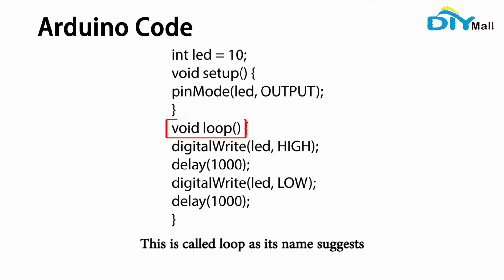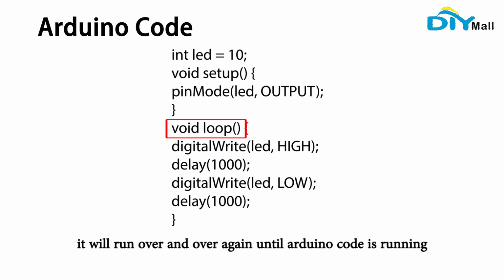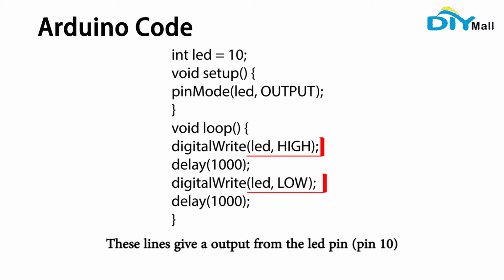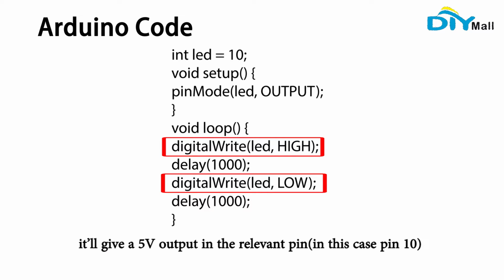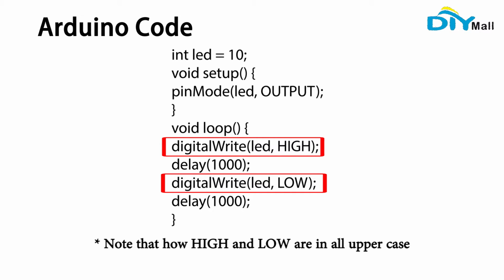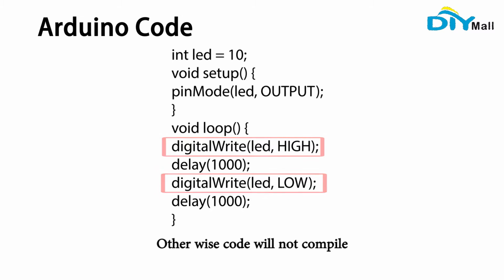This is called loop. As its name suggests, it will run over and over again as long as the Arduino code is running, in most cases until the board is powered off, so we can write our code in the loop. This line gives an output from LED pin 10. When it says HIGH, it will give a 5 volt output on the relevant pin, in this case pin 10. When it says LOW, it outputs 0 volts, or the pin will be grounded. Note how HIGH and LOW are in all uppercase, otherwise the code will not compile.